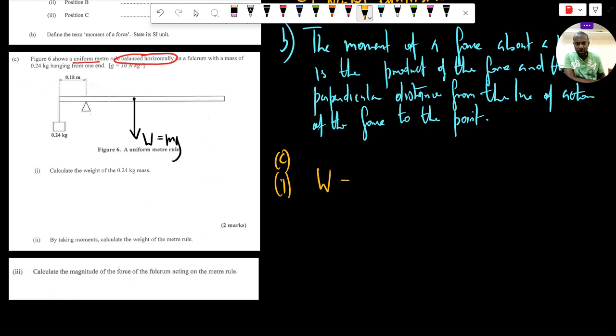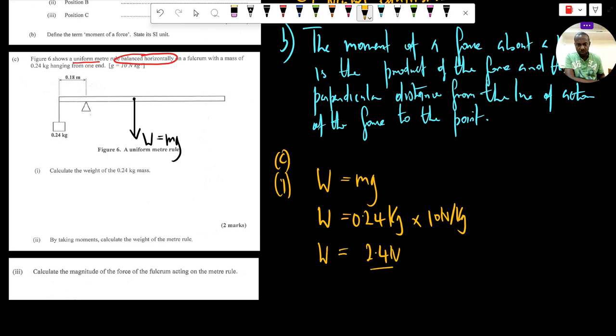So now we're going to use our formula. W is equal to mg. So weight is equal to mass times gravitational field strength. The mass is equal to 0.24 kilograms. So W is equal to 0.24 kg times 10 newtons per kilogram, and therefore the weight is equal to 2.4 newtons. So therefore the weight of the 0.24 kilogram mass is 2.4 newtons, right?